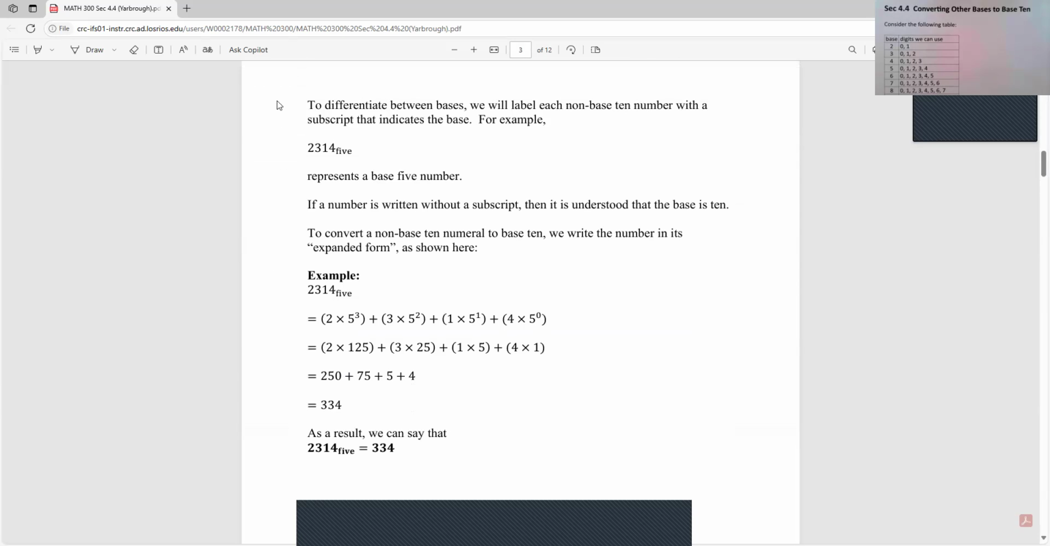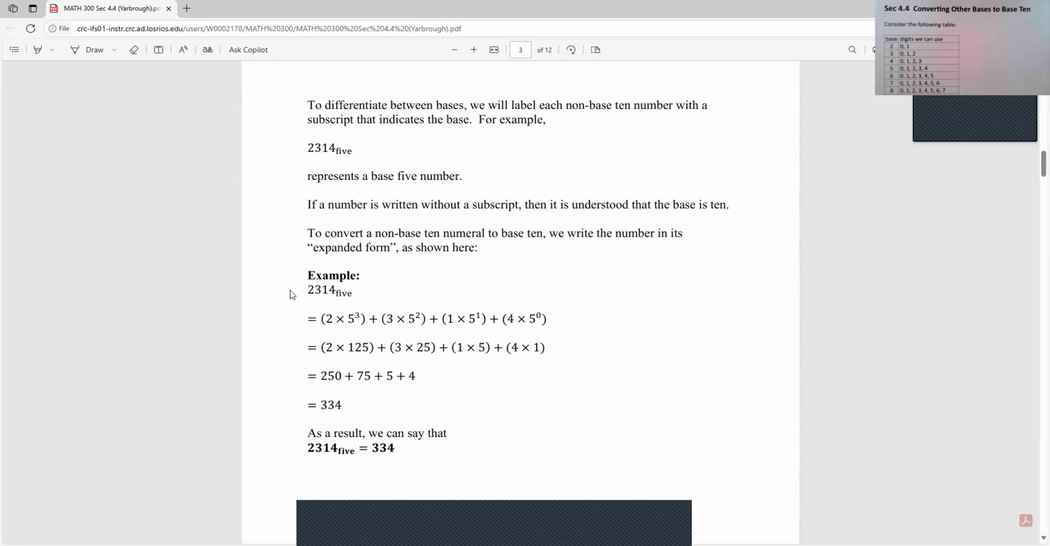To differentiate between bases, we will label each non-base 10 number with a subscript that indicates the base. For example, 2314 base 5 is going to represent a base 5 number. If a number is written without a subscript, it's understood to be base 10. So here's how we're going to convert a non-base 10 number into a base 10 number.